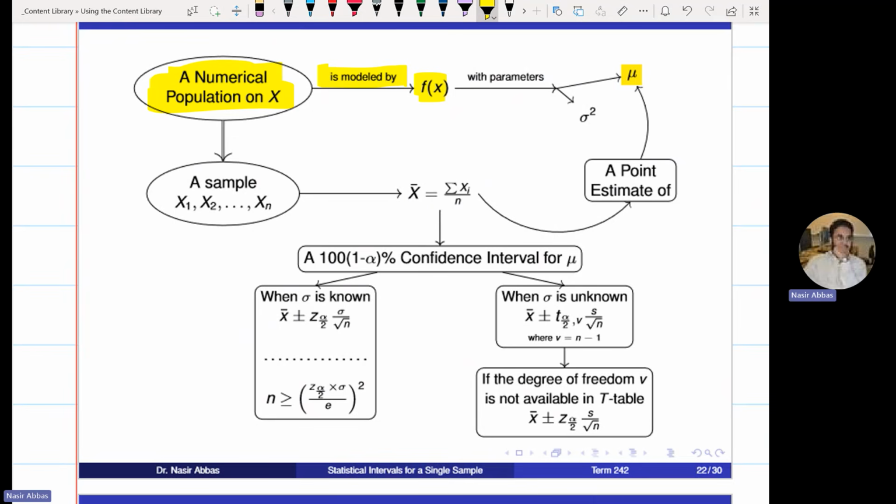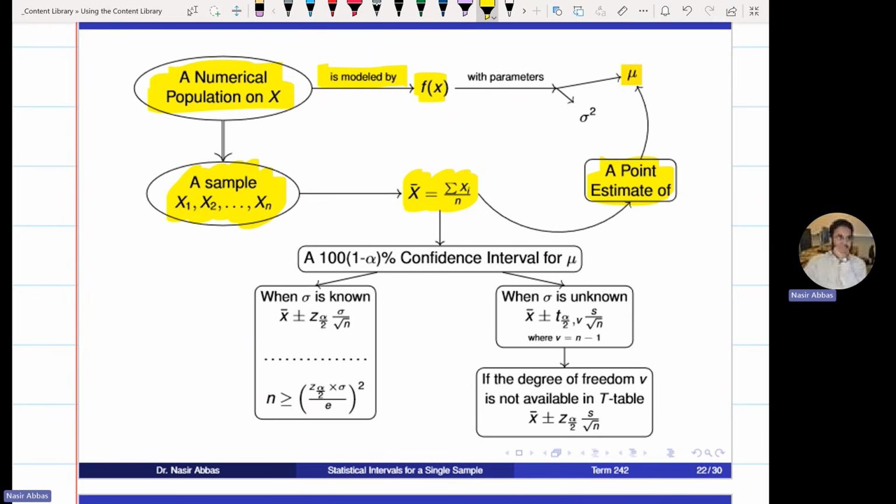The first line, you have a population. This population is modeled by a density function, and this density function has unknown parameter mu. To estimate this unknown parameter mu, what do you do? You take a sample. From this sample, what do you do? You compute x bar, and you call this x bar a point estimate of the unknown parameter mu.